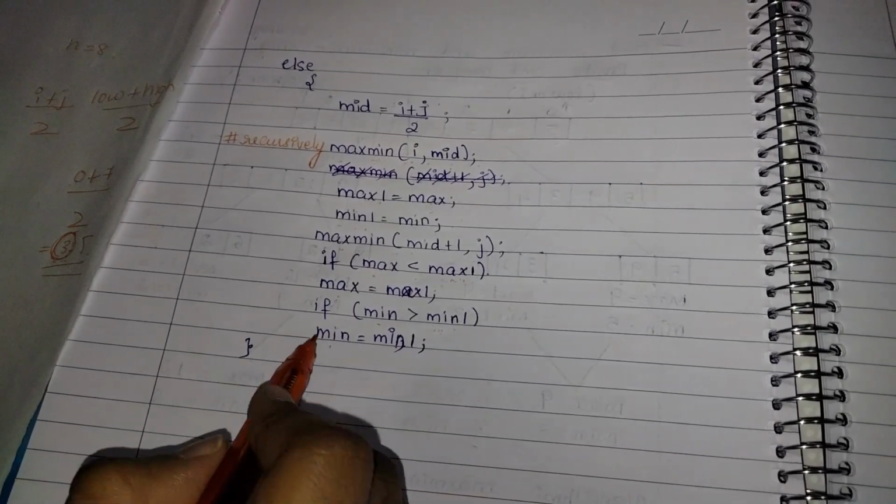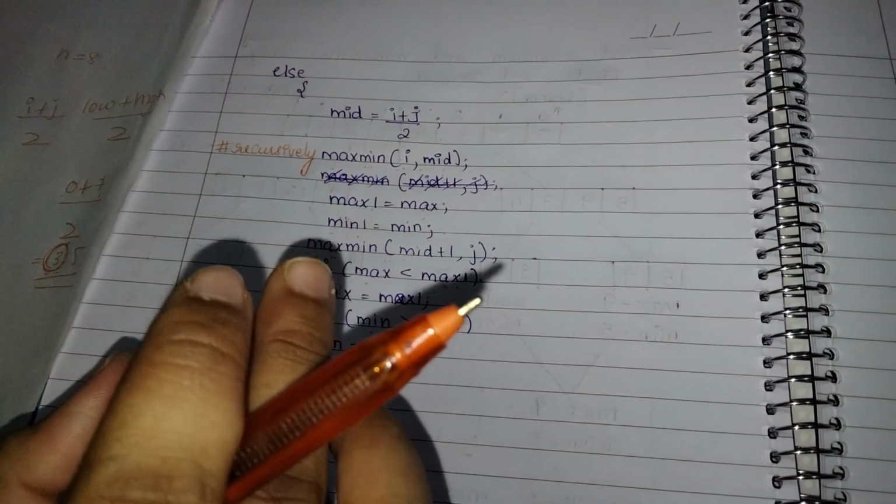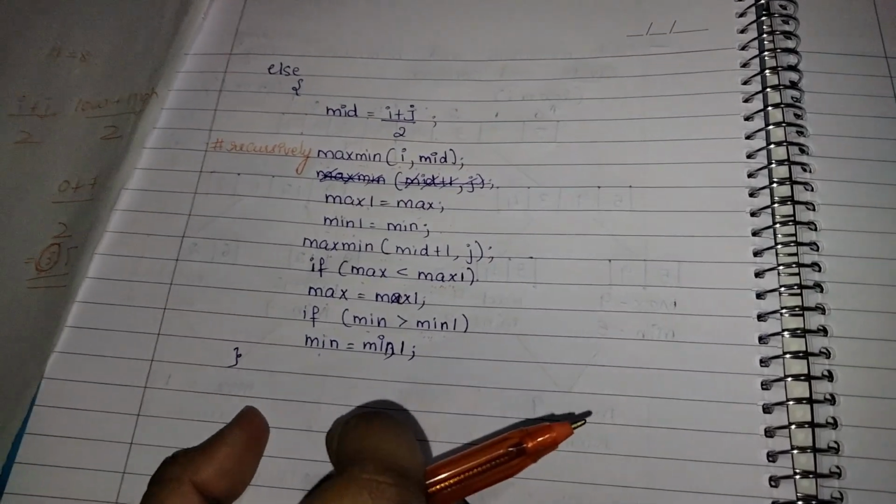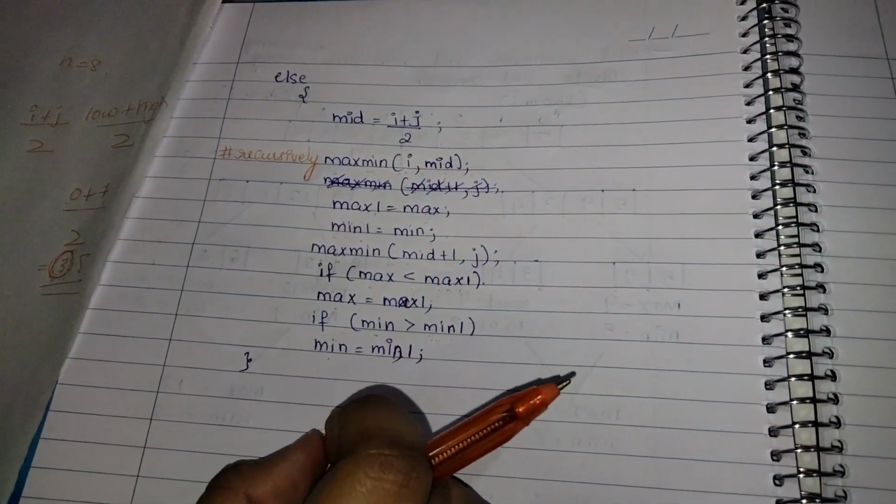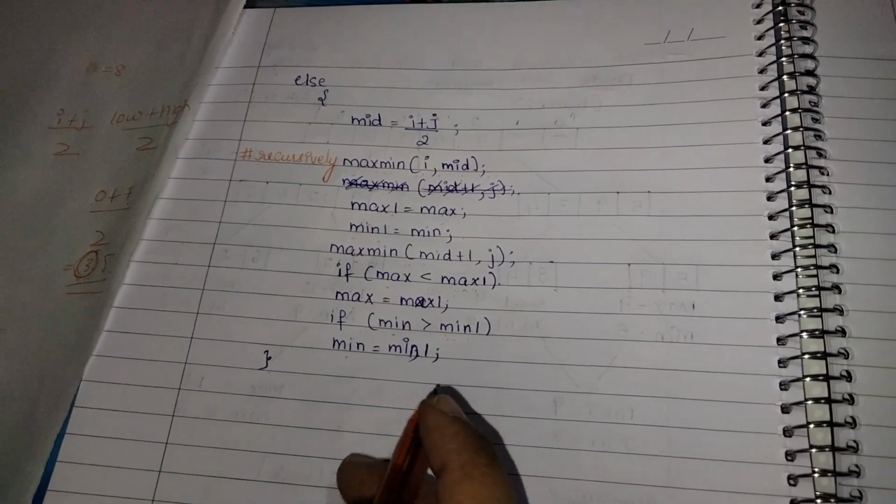So that's it. This is the method through which we find out the maximum and minimum value through the divide and conquer method.